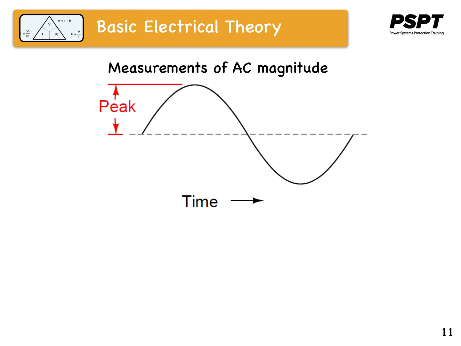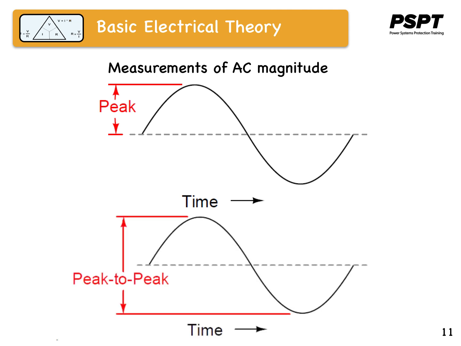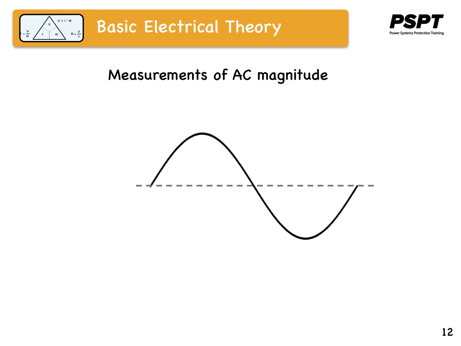Another way is to measure the total height between opposite peaks. This is known as peak to peak value of an AC waveform. Still another way of expressing the magnitude of a wave is to mathematically average the values of all the points of the waveform's graph to a single aggregate number. This amplitude measure is known simply as the average value of a waveform.